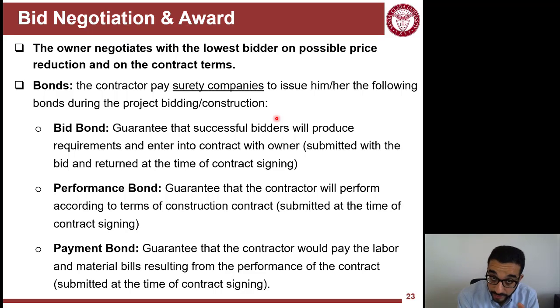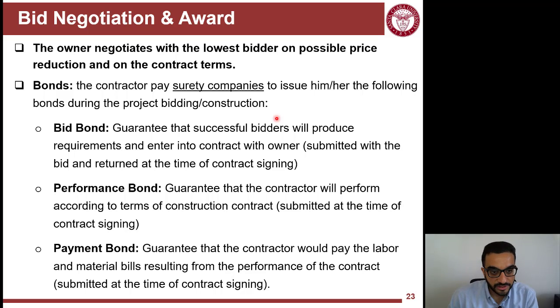So to protect the owner, the GC will also submit a second bond, the payment bond, and they will pay the expense to secure this bond to guarantee to the owner that I will pay my subs. You don't have to worry about that. You will not see someone coming and asking for money if I don't pay them, right? So the bid bond is applicable during the bid period, and it should expire after you are selected or not selected. Even if you're not selected, the bid bond expires. And then if you are selected, this bid bond is replaced by the performance bond and the payment bond.